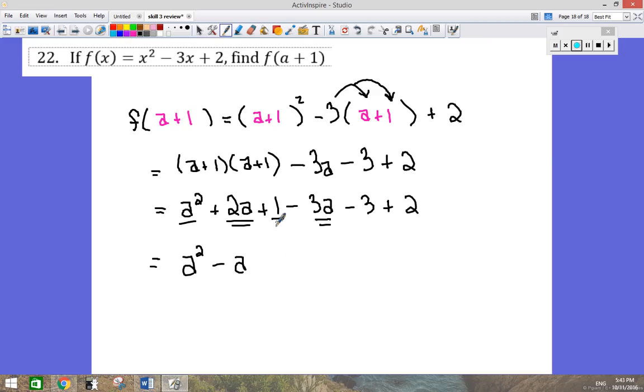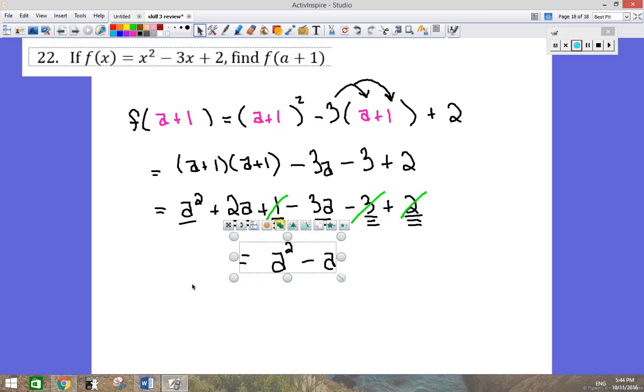Now, the 1 and the 2, they add up to 3, but then 3 minus 3, these guys cancel with each other, right? This 1 plus 2 is positive 3 minus 3, and so this just simplifies to a squared minus a. So they asked me what f evaluated at a plus 1 is, and hey, that's a squared minus a. So I hope that helps.